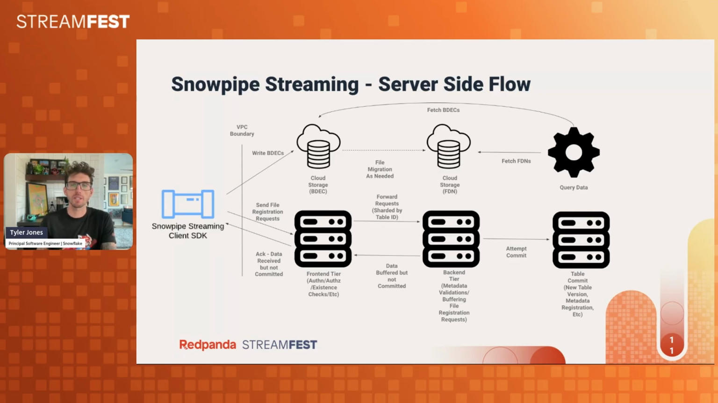Now, on the service side, what happens after the client SDK sends a REST registration to Snowflake with the blob reference and the metadata for that blob? First, as I said, we write the BDEX to cloud storage, and they get persisted. The second then is we send these file registration requests to Snowflake. We have a front-end tier that will receive these requests from a client, and it will do things like authentication, authorization, making sure that you have the insert privilege into a table. It'll do table existence checks, so on and so forth.